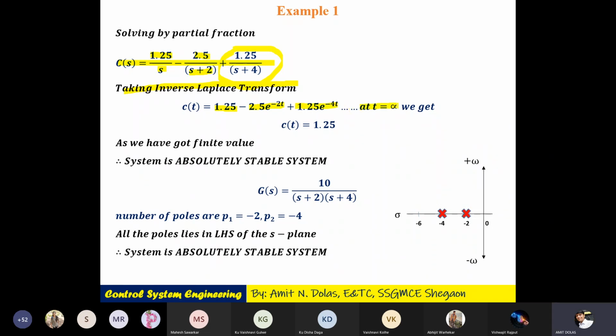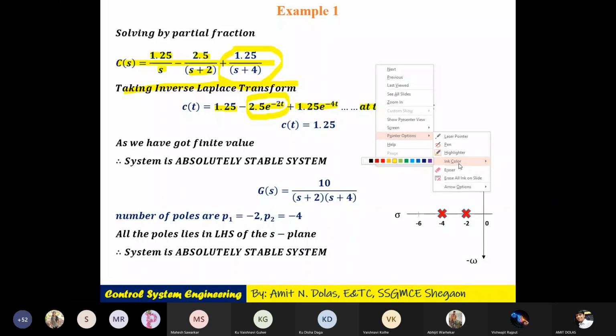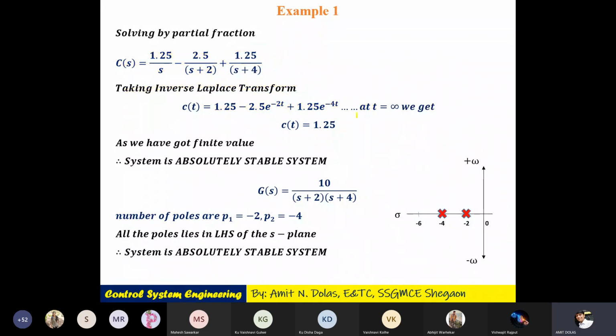At t is equal to infinity, we get, agar maine t ki value infinity agar daala hai, so these two terms will be 0. Kyunki humein infinite ka response dekhna hai stability check karne ke liye. So if I put t is equal to infinity, this term becomes 0, this term becomes 0, and your C of t, that is a final response, will be equal to 1.25.